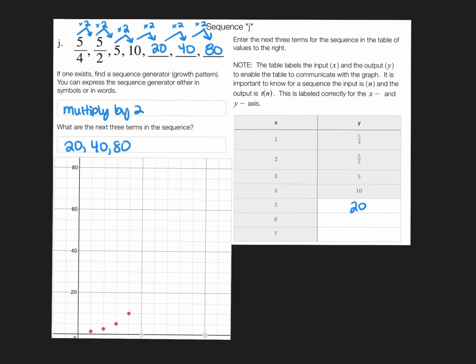And again, I'll write those in my table just so we can see what the points are going to be. So I have the point 5, 20, 6, 40, and 7, 80. And once again, definitely not linear. Not so sure if it's quadratic, but we can for sure tell that it's not linear.